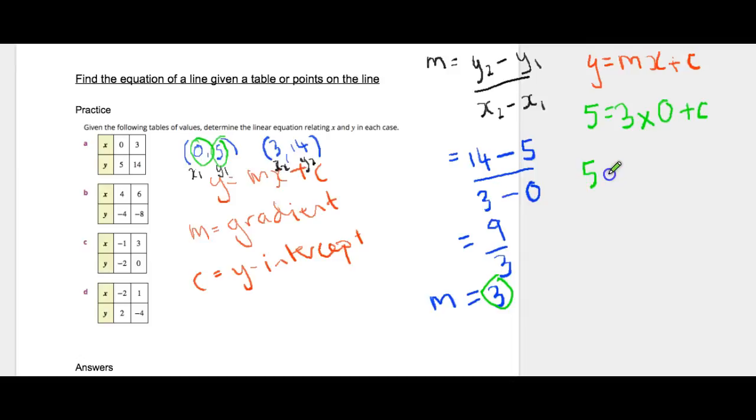So I'm going to do that. 3 times 0 is 0 plus c. Therefore, c is equal to 5, like I said before. So you didn't need to do that because on the table it says x equals 0, y equals 5. But if you're unsure, you can do it this way as well.